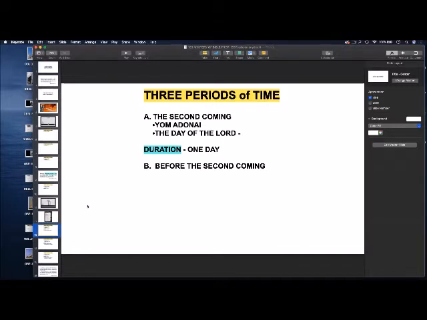So, the second period that we're going to be discussing is before the second coming. Even though this is future, it's a time that takes place before the second coming. That's why they call it before the second coming. This is called the Great Tribulation period. It's a 3.5-year period, and this is also the 42 months that the beast is prophesied to rule the earth.